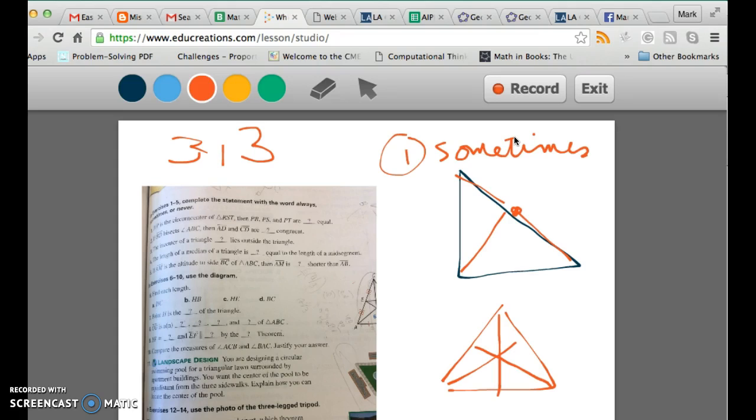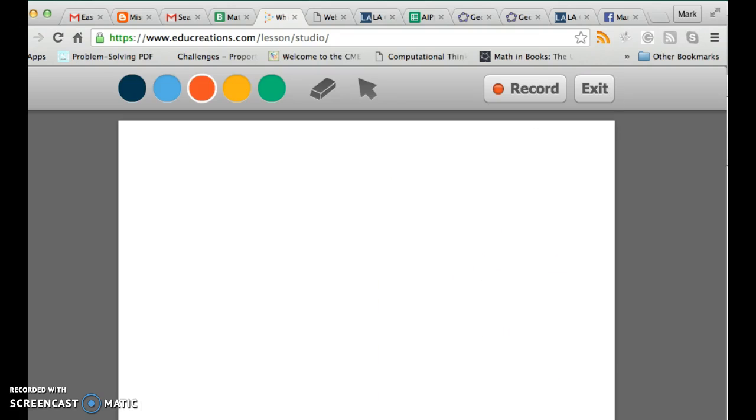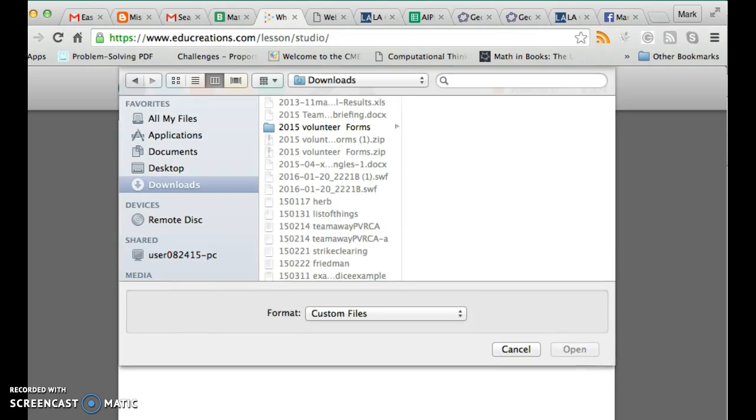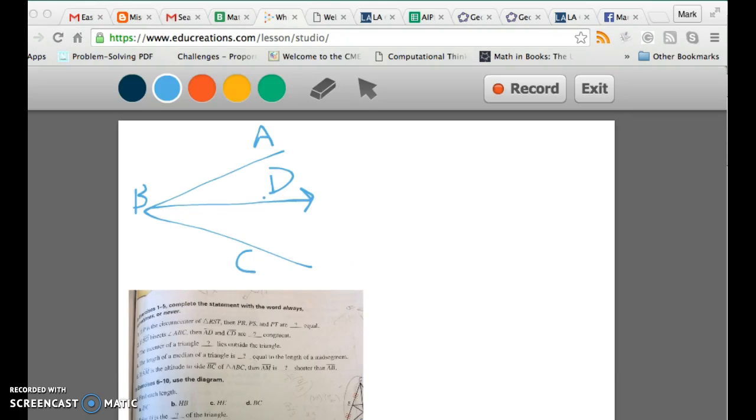Number two says, if BD bisects angle ABC, like in this drawing, that means AD and CD are always, sometimes, or never congruent. Well, if it bisects the angle, that means the angles are congruent. We have no information about the sides, so they might be, they might not be congruent. We really have no idea. So sometimes, for number two.